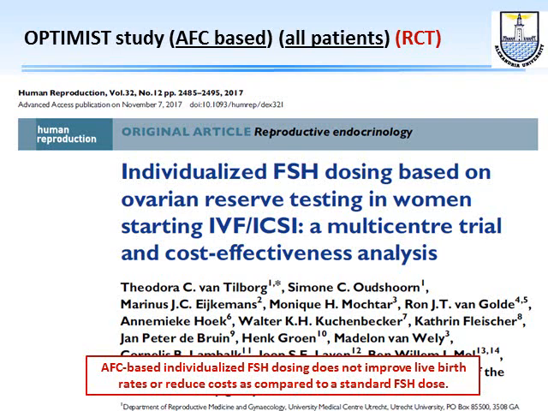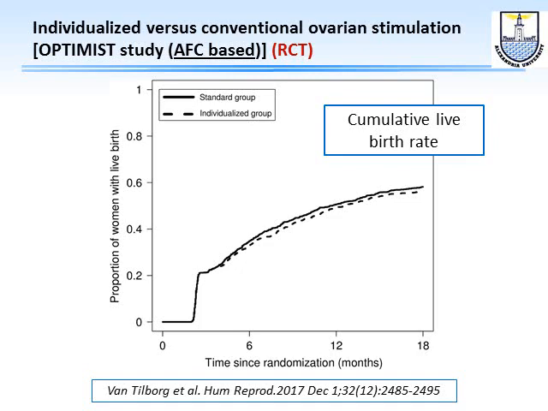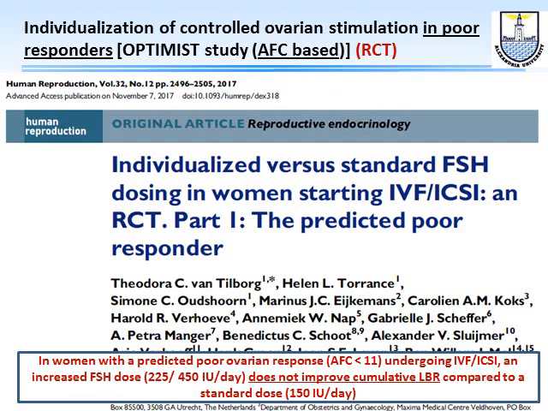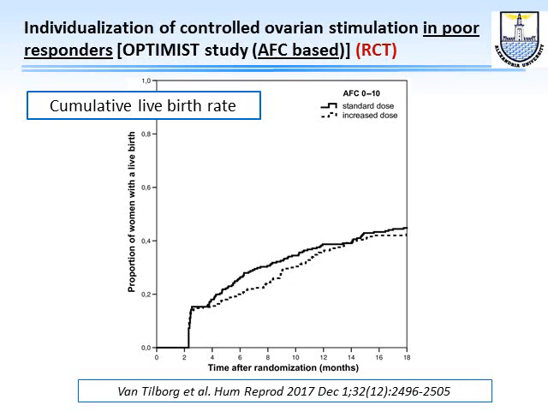This is when they were taking all their patients together. When they started, and this is the curve, no difference really, the two curves are superimposed, the standard group and the individualized group. This is all the patients. When they started to do subgroup analysis, they took the poor responders alone. And when they look at the poor responders, again, it was the same answer. Individualizing the protocol according to the AFC does not improve the live birth rate. And these are the curves again.